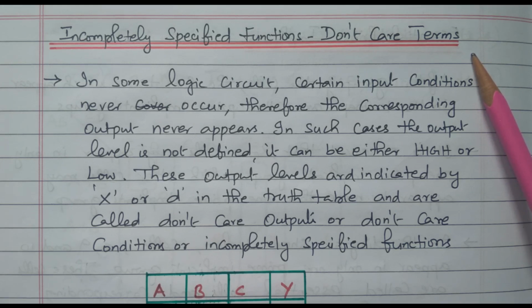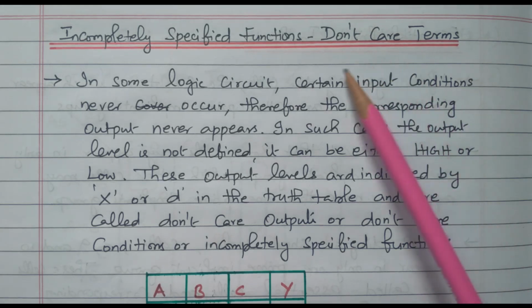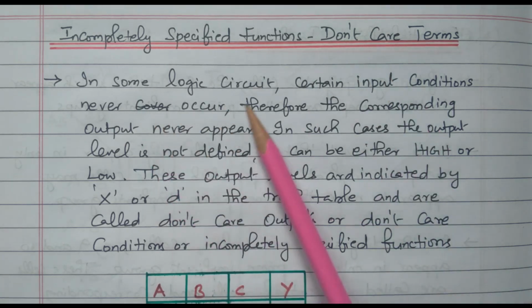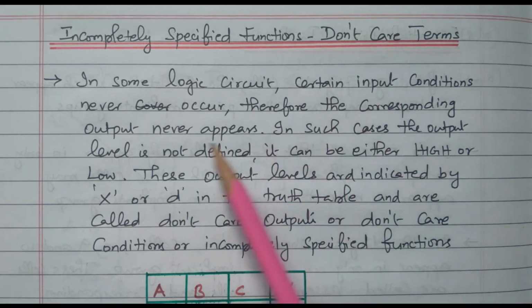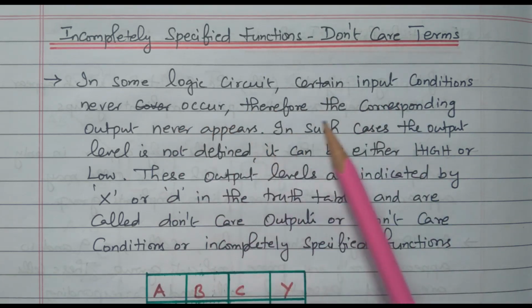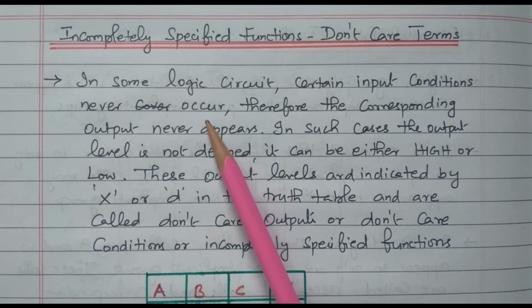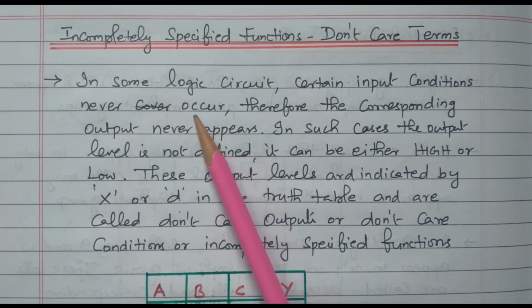Now we'll go to the topic, don't care condition. Unspecified functions, don't care term in the Karnaugh map. In some logic circuits, certain input conditions never occur. Therefore, the corresponding output never appears. So while designing the logic circuit, some combinations do not occur.